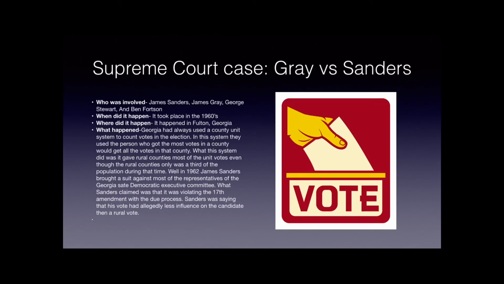Supreme Court case, Gray v. Sanders. Who was involved? James Sanders, James Gray, George Stewart, and Ben Fordson. When did it happen? It took place in the 1960s. Where did it happen? It happened in Fulton, Georgia. What happened? Georgia had always used a county unit system to count votes in the election.